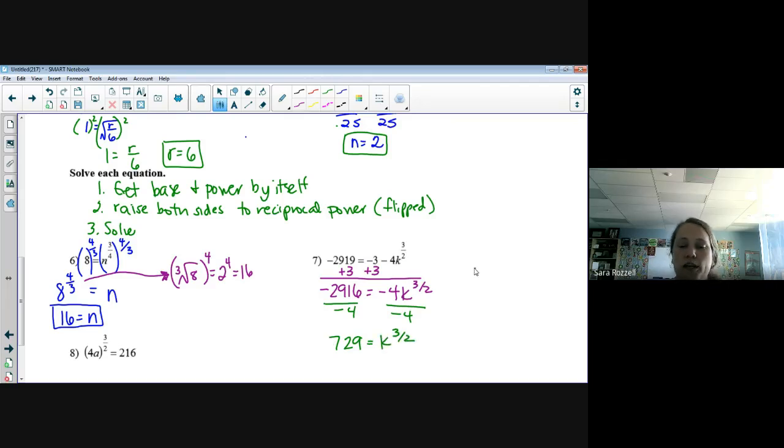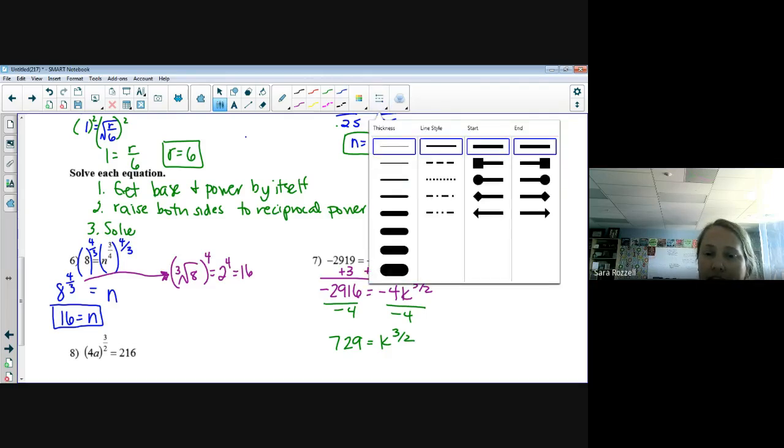So if 729 is k to the 3/2, what are we going to raise both sides to get rid of that 3/2 power? What's going to go on the top of our fraction? A 2? A 2, and what's going to go on the bottom? A 3, right. We're doing 2/3 power on both sides. That is the reciprocal of 3/2.